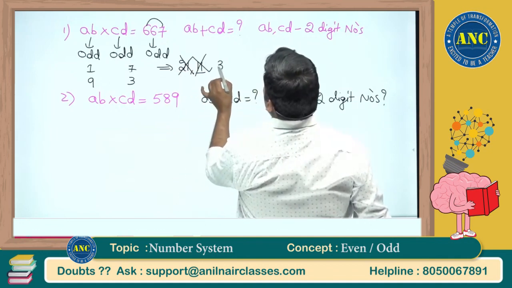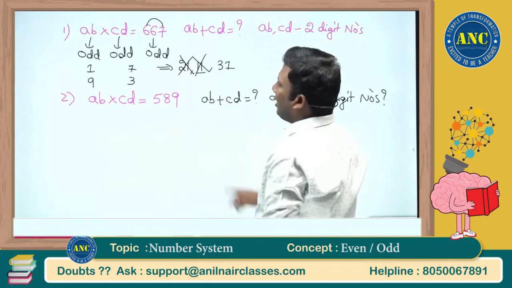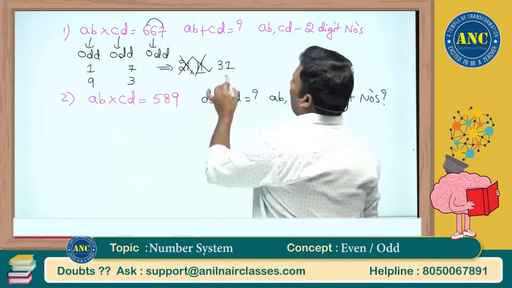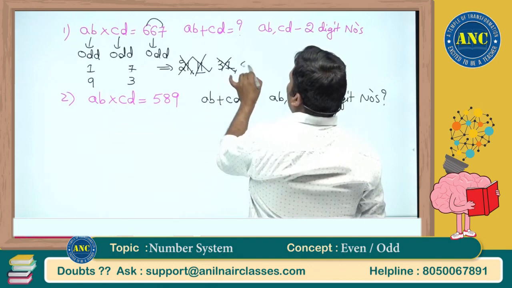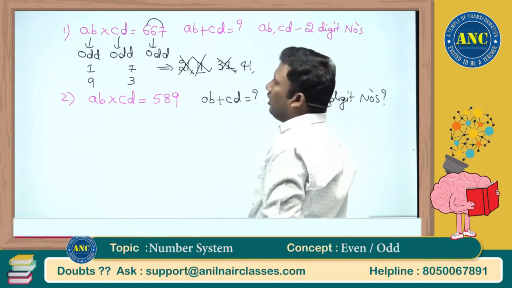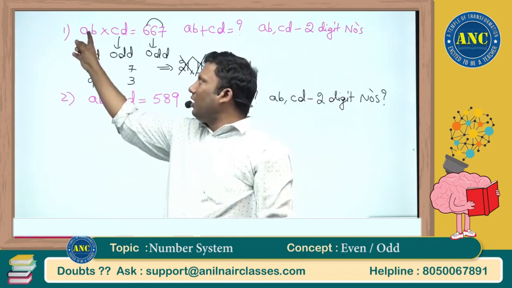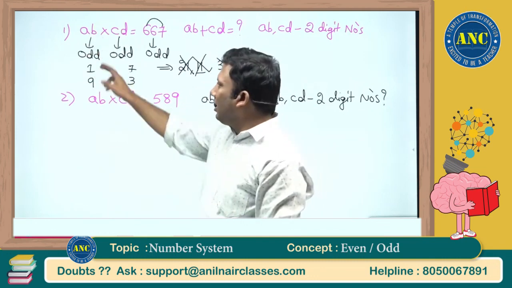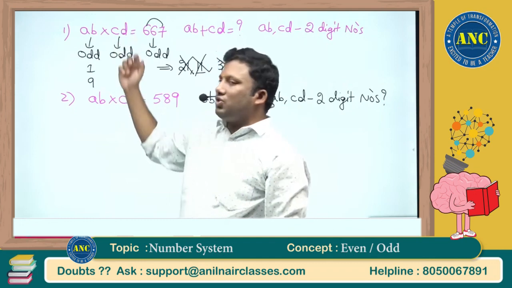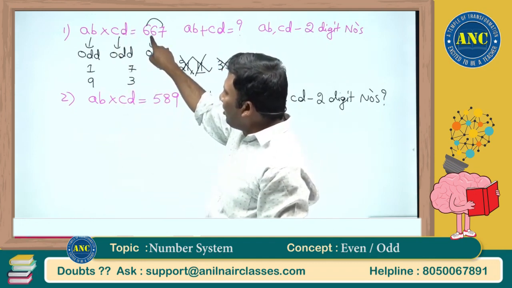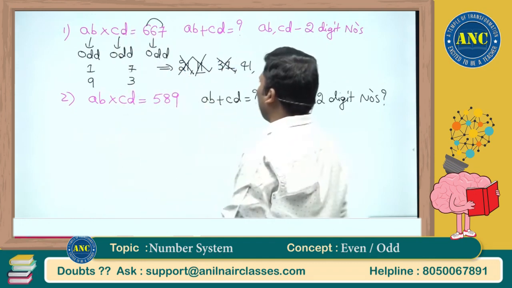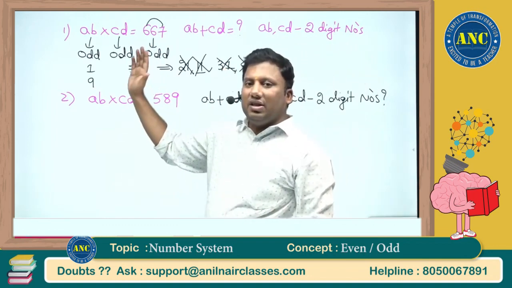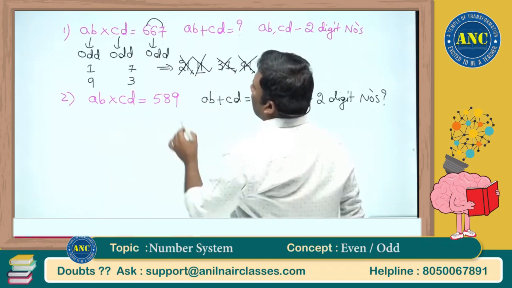Next one is 31. 31 2s are 62. 47. It cannot be. It cannot be 41, because if it is 41, 40 into 20 is 800. If it is 41, it has to be 17. 41 ones are 41. 257. It cannot be. That possibility of 1 and 7 is completely ignored.